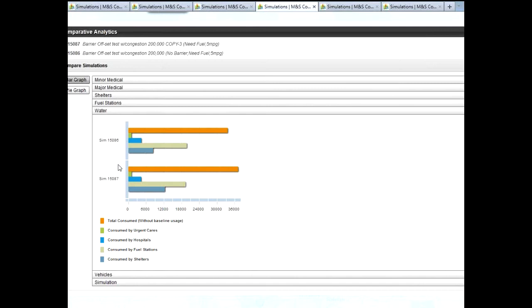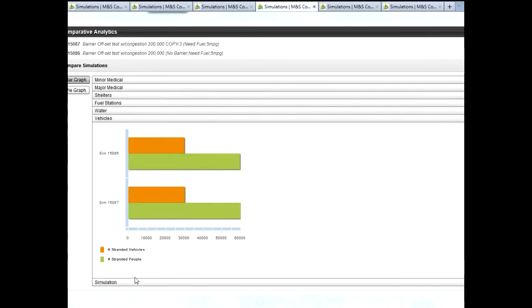All right. So remember, we consumed water at urgent care facilities. We consumed water at hospitals. We consumed water at fuel stations. We consumed water at shelters. Okay, so now here's the total water consumption between those 2 simulated environments. And remember, the only difference is we rerouted traffic to a different set of shelters and hospitals.